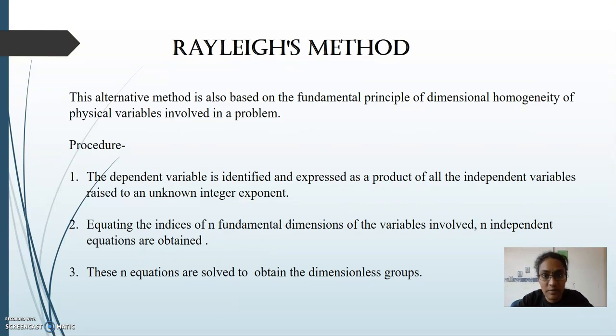So we start with Rayleigh's method. Rayleigh's method is an alternative method also based on the fundamental principle of dimensional homogeneity of physical variables involved in a problem. The procedure starts with the first step, in which the dependent variable is identified and expressed as the product of all the independent variables raised to an unknown integer exponent.